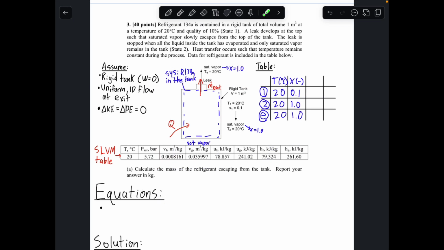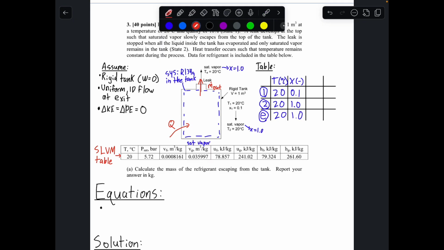Okay, now let's move on to our solution for part A, which asks us here to calculate the mass of the refrigerant escaping from the tank and to report our answer in kilogram. So we want to find the amount of mass that leaves the tank through the leak here in the top. So we're not given any information directly about the mass at either of the states, but what we do know is that we have a total volume of 1 cubic meter, and this is a rigid tank. So this volume is going to stay the same the entire time. The total volume in here is going to be the same since the tank is rigid.